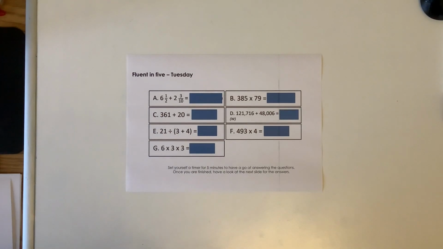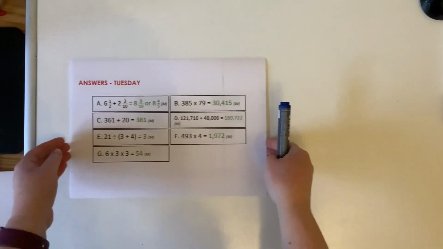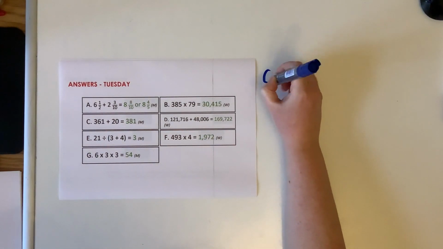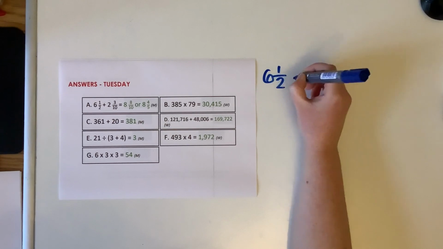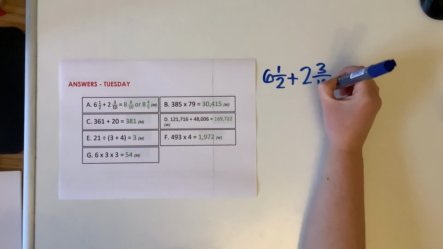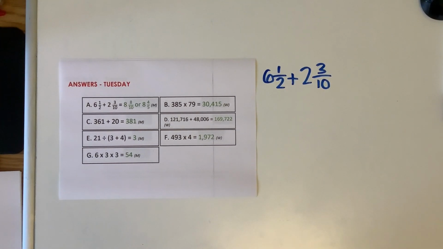Okay, and here are your answers for Fluent in 5 for today. I'm just going to very quickly go through A, as a reminder about adding fractions. You had 6 1/2 add 2 3/10. The important thing to remember when adding fractions is that the denominator needs to be the same.